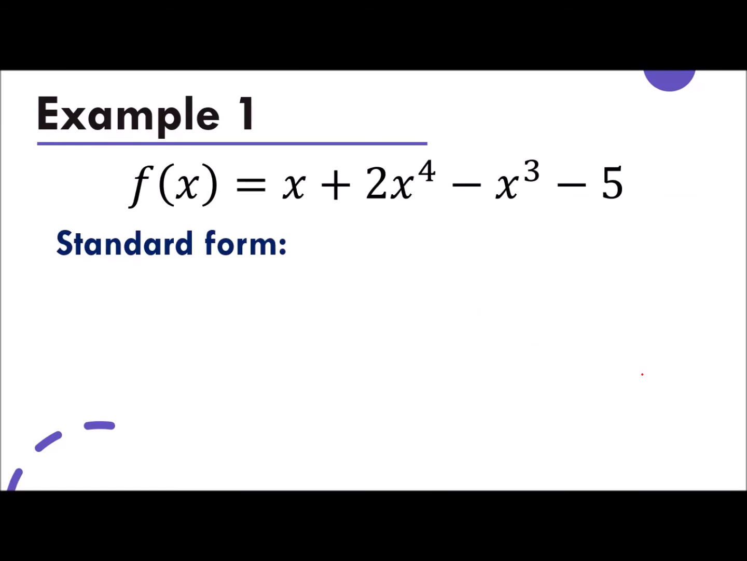So katulad na banggit ko kanina, dapat ang powers natin ay decreasing. Identify first the highest exponent. Ang pinakamataas na exponent natin dito ay 4. So uunahin natin si 2x to the fourth. Followed by 3, so minus x cubed, followed by this x, and then minus 5.